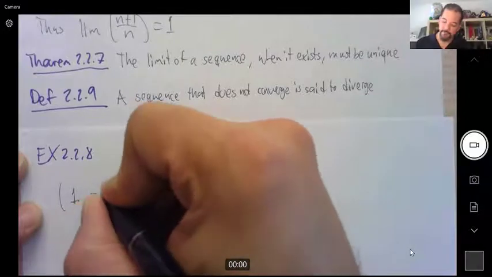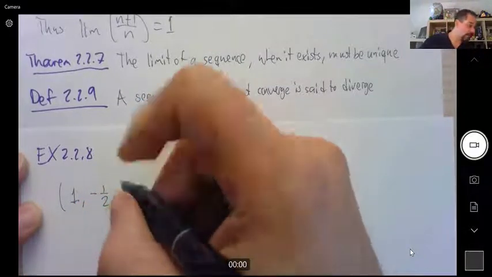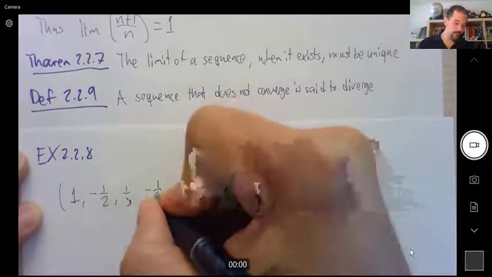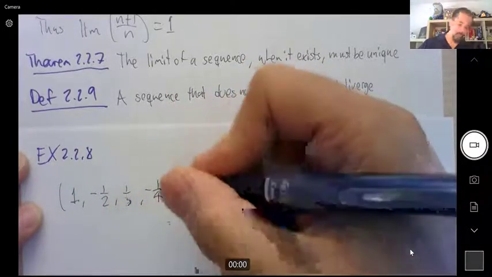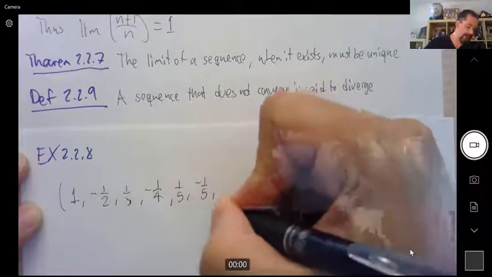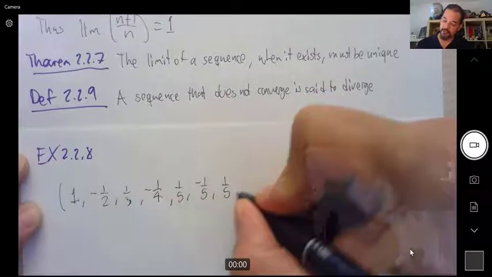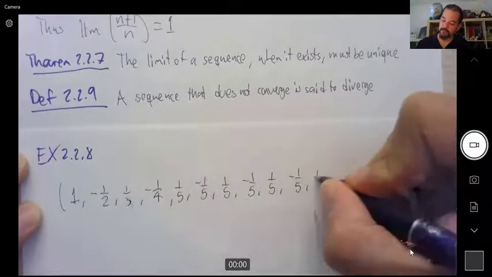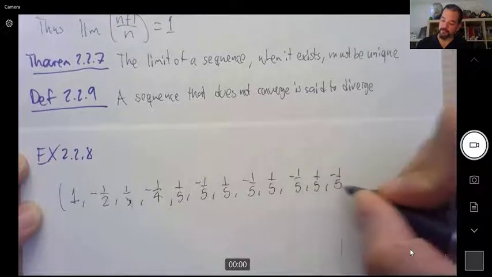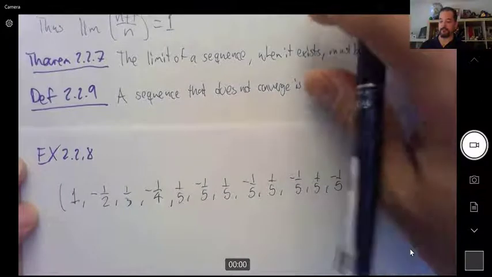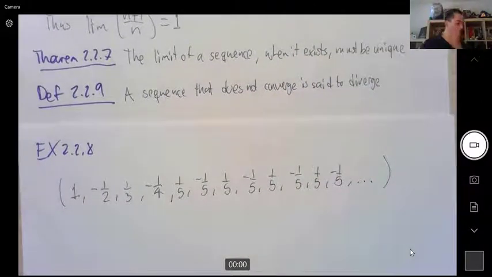Is 1, negative a half, and then 1/3, and then negative 1/4, and then 1/5, and then negative 1/5, and then it sort of gets stuck there. 1/5, negative 1/5, 1/5, negative 1/5, and you get the pattern, right? So that pattern continues after that. It's 1/5, negative 1/5, etc. Right?